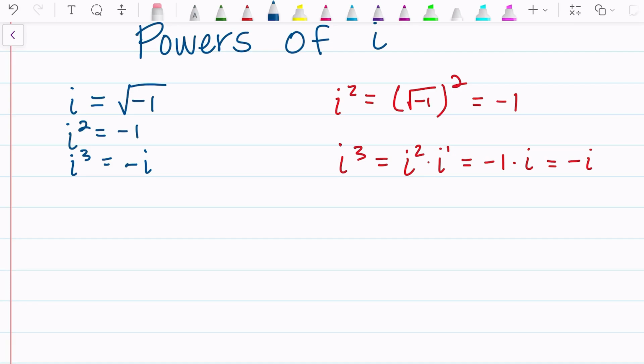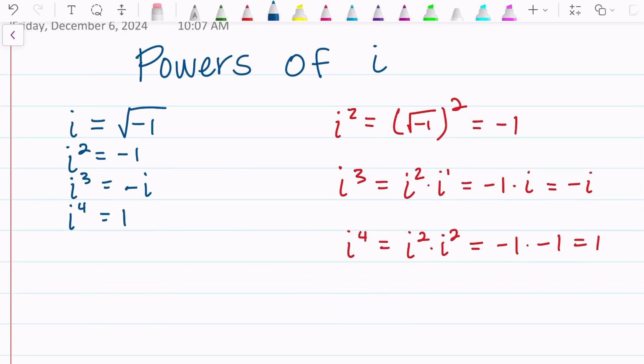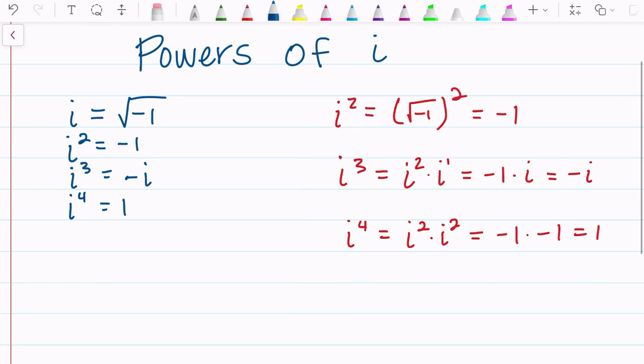All right, well, let's think about what happens when we do i to the fourth power. I can break down i to the fourth power as i squared times i squared, because 2 plus 2 is 4, and that is just -1 times -1, which is +1. Okay, now something cool is going to happen after this.